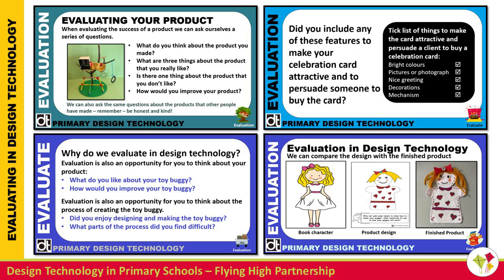Having created celebration cards with a movable part, children evaluate their card product against criteria that were discussed at the beginning of the project when they investigated existing celebration cards with movable parts. When evaluating the Teddy Explorer vehicle that they have created, as well as saying what they like about their buggy and how they might improve it, children also reflect on the process of making the buggy and parts of this process that they found difficult.